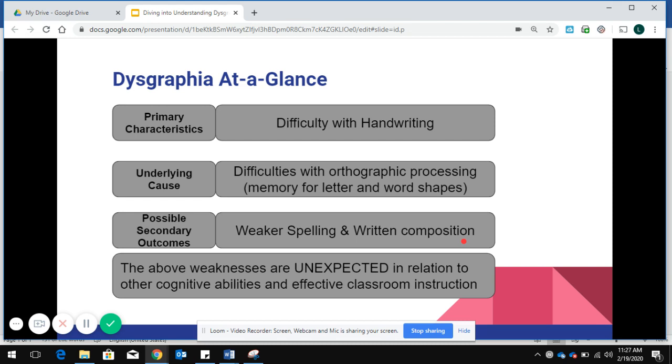Another very important part to consider is that they have been exposed to handwriting instruction. And this is something that I want to stress. The handwriting instruction piece is very important because we have to be able to rule out the lack of exposure. We have to be able to have documentation that supports that this student has been exposed to handwriting, that he or she has learned or has been taught handwriting.